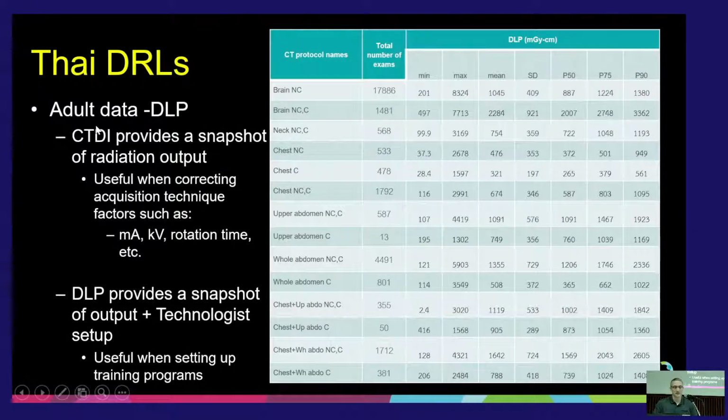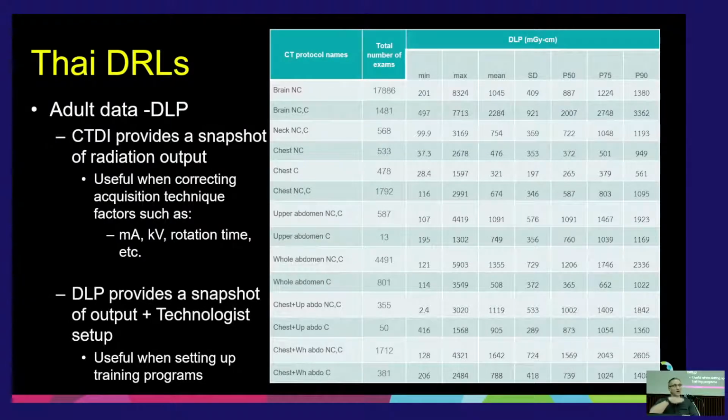And that is a very useful value because it helps us understand what's going on with the mA, the kV, the rotation time, just the radiation output. And we can fix a protocol if we understand these technique factors. The beautiful thing about DLP is it takes into account all of those technique factors that produce radiation, but it also takes into account how we use the scanner. So if we are consistently landmarking appropriately for a chest, then the DLPs will be consistent over time.